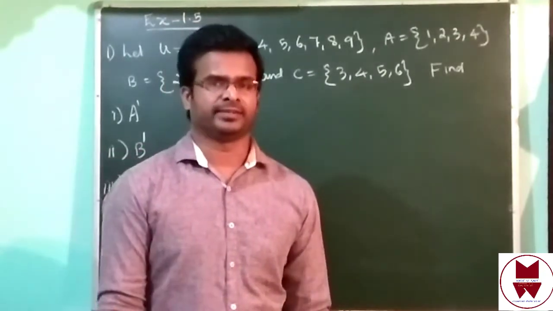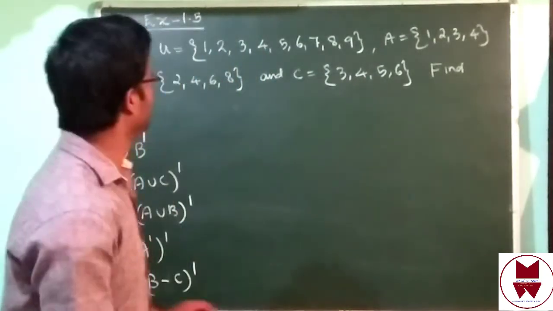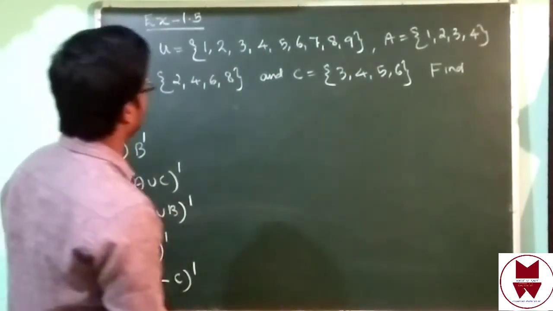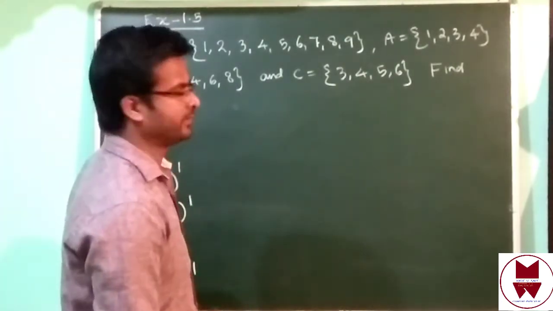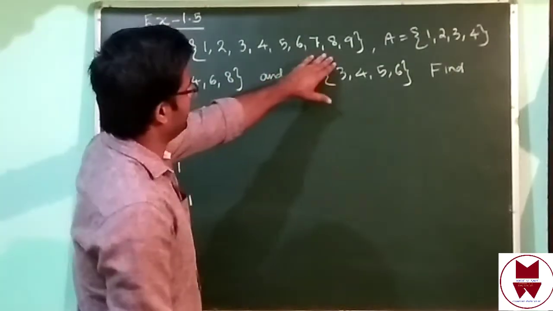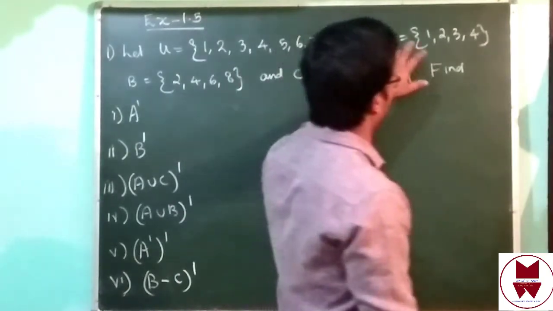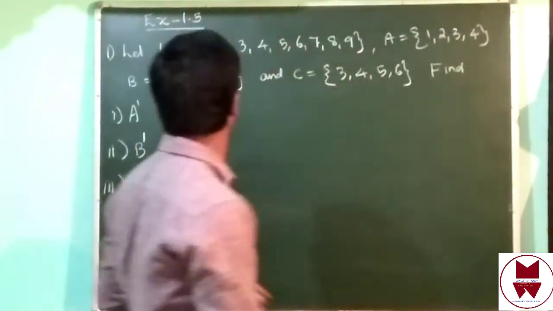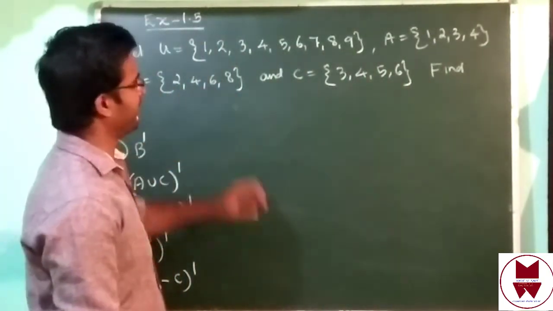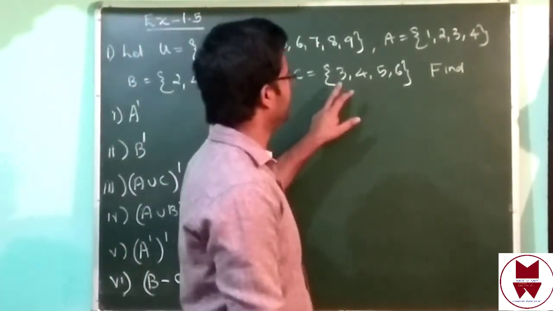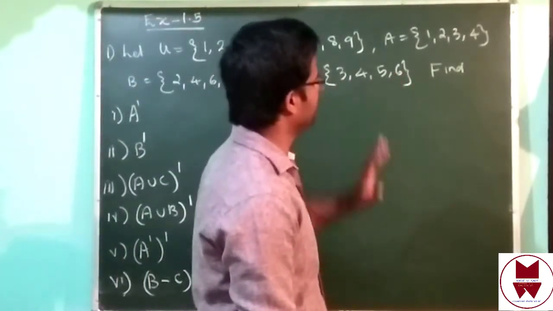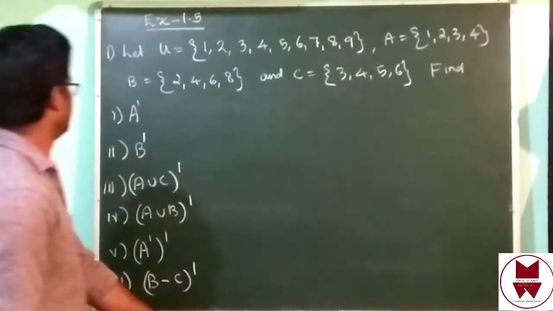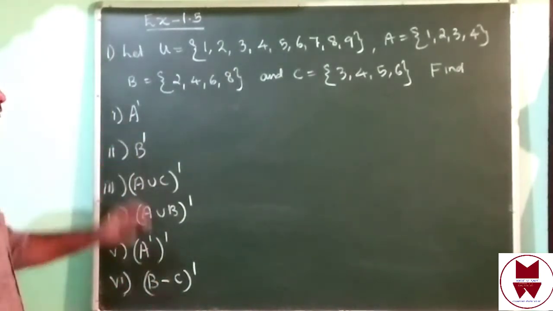And see exercise 1.5, question number 1. Let U, the universal set, equal 1, 2, 3 up to 9. Then A equals the set 1, 2, 3, 4. B equals the set 2, 4, 6, 8. C equals the set 3, 4, 5, 6. Find first, A complement.